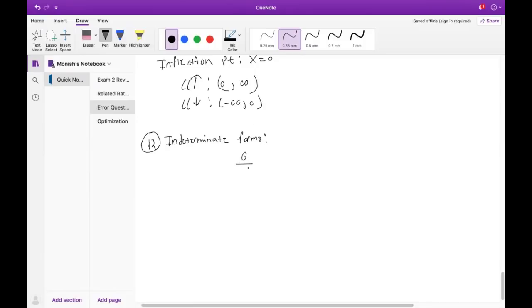So 0 over 0, infinity over infinity, infinity minus infinity, 0 to the power of 0, 1 to the power of infinity, infinity to the power of 0, and 0 times infinity.